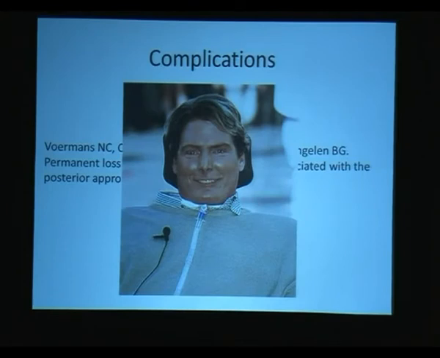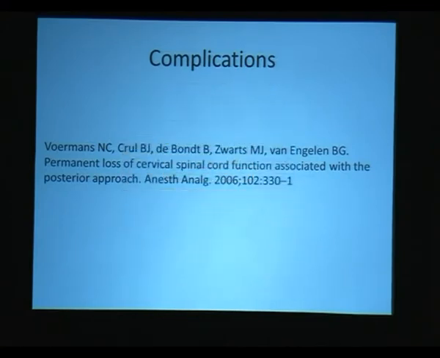And the last thing, there are complications. Do you know who that is? Superman, yes. He developed quadriplegia. Well, he didn't have a block. But there were two cases where, with the posterior block, when you use ultrasound, you tend to go posteriorly. And it's very, very easy to cause nerve damage. So there were two cases of spinal cord injuries where a patient developed quadriplegia.